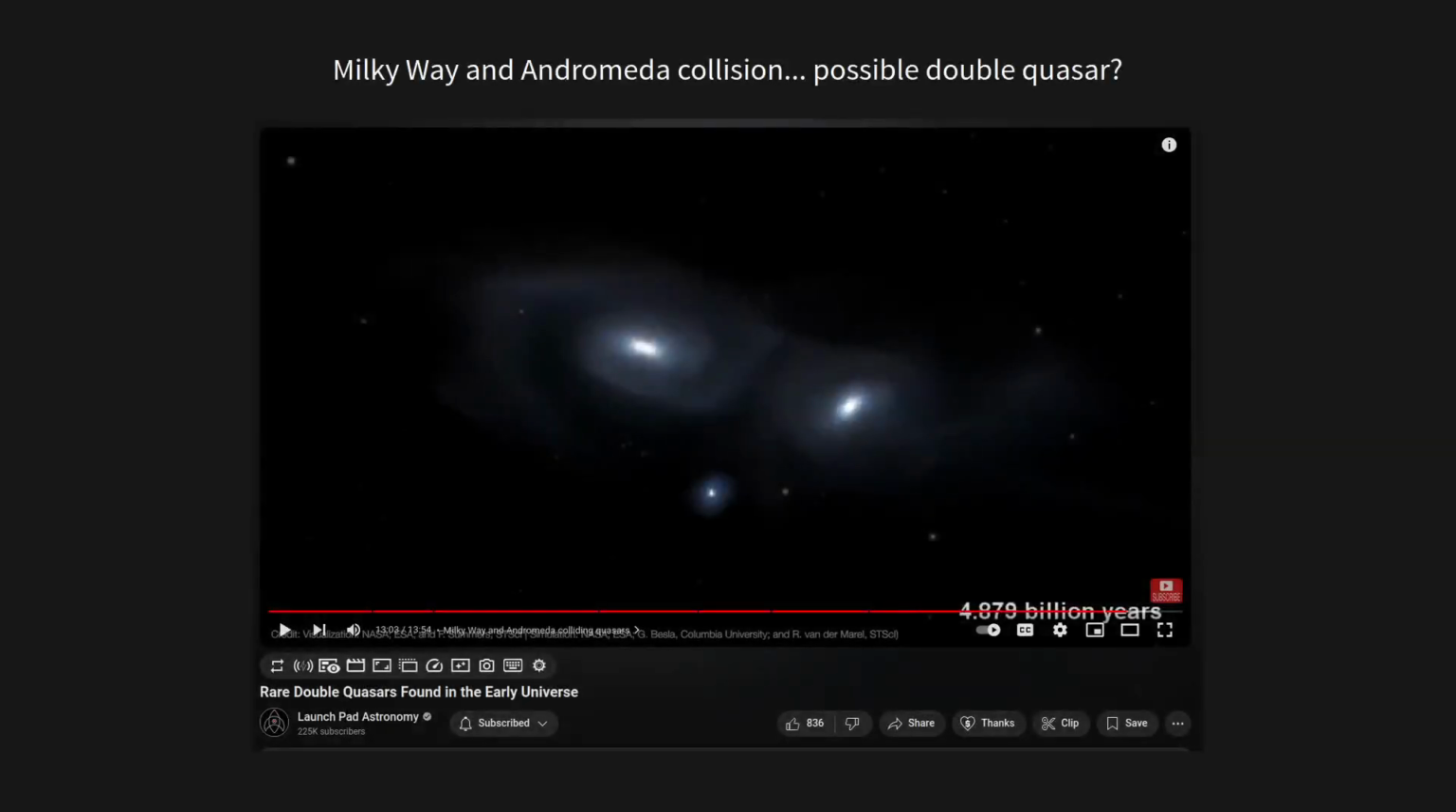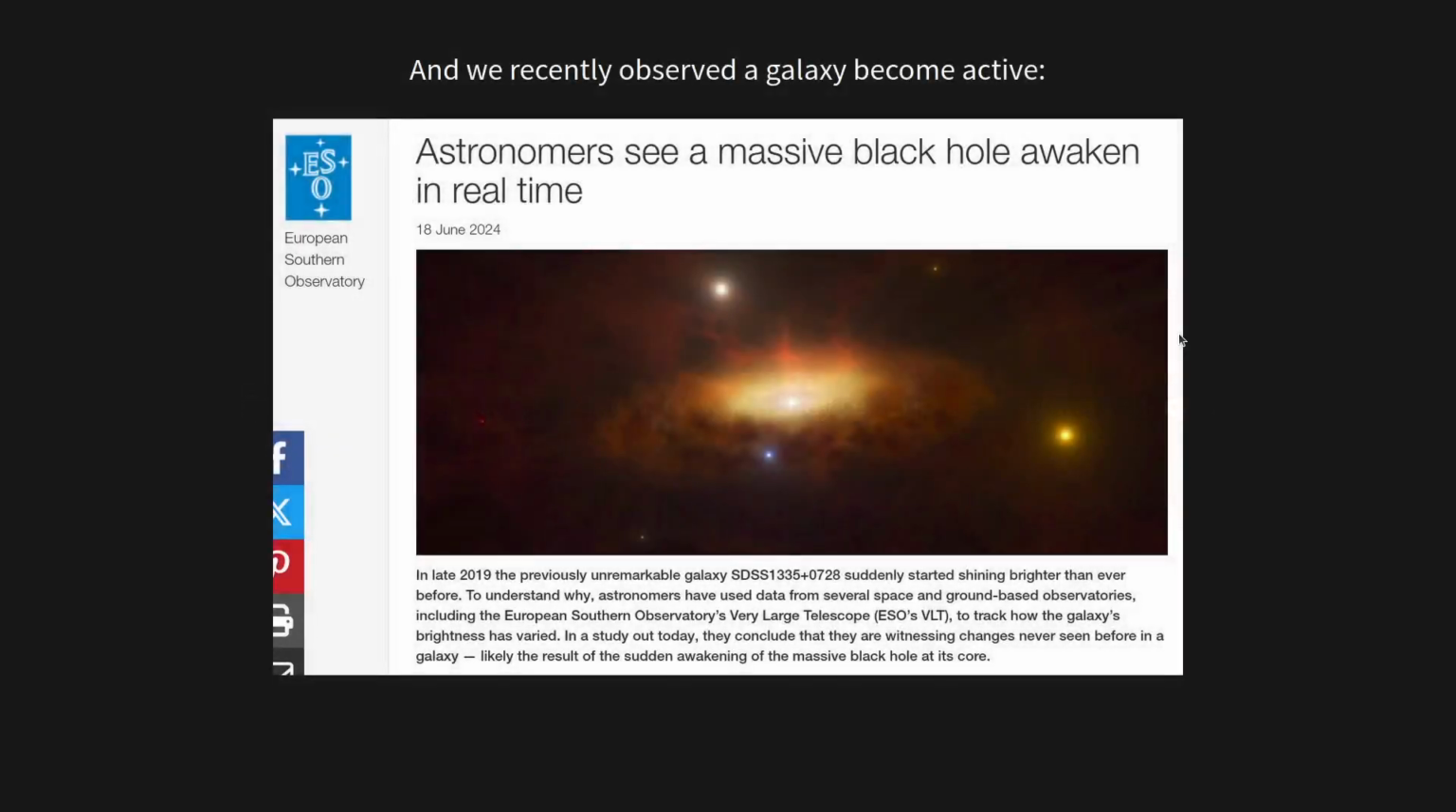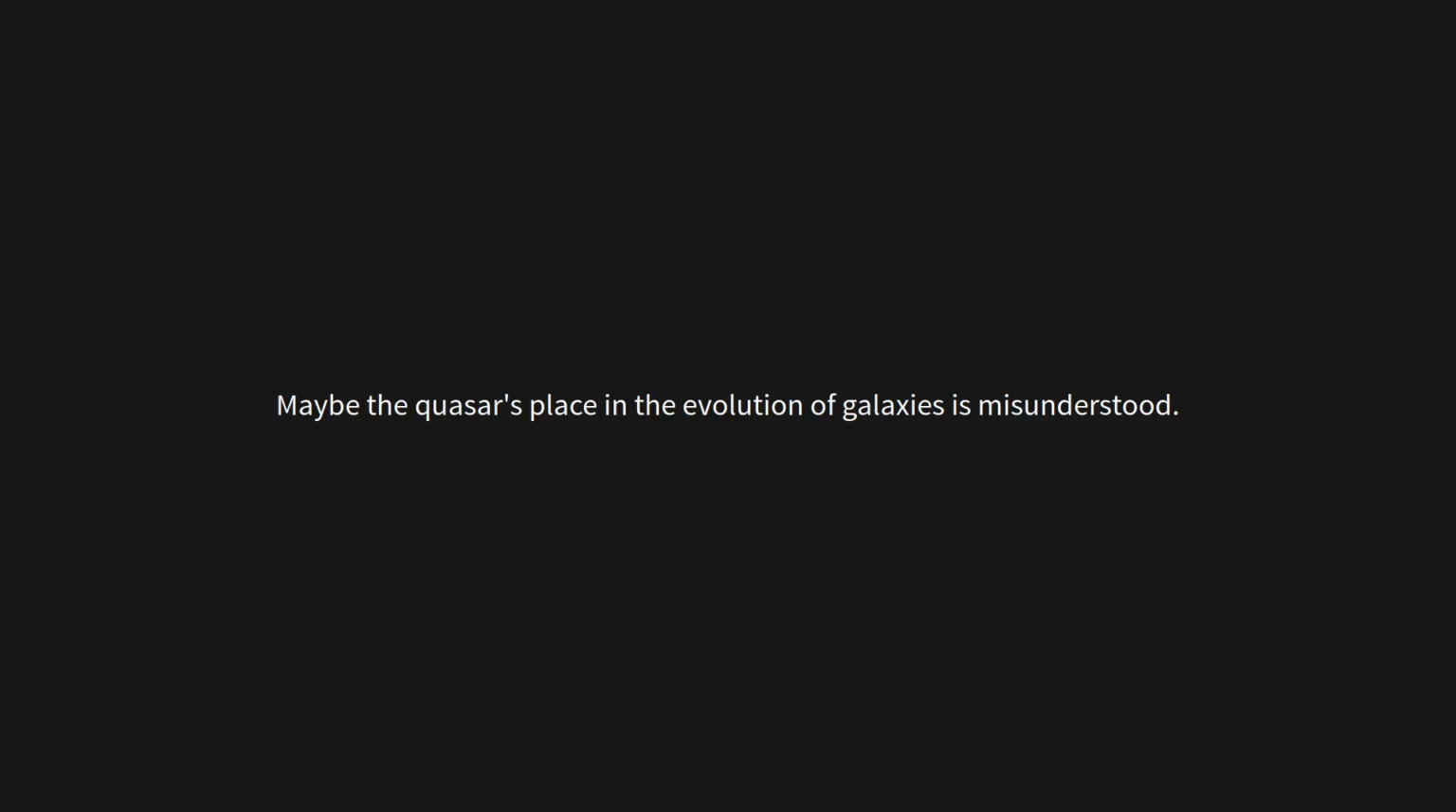Here's a couple more things to think about. In the Pad Astronomy double quasar video, he noted that the Milky Way and Andromeda collision in the future possibly will create double quasars. Our own galaxy becoming a quasar when they're supposedly going extinct. And we recently observed a galaxy become active. This was at 0.024 redshift. So maybe the quasar's place in the evolution of galaxies is misunderstood.